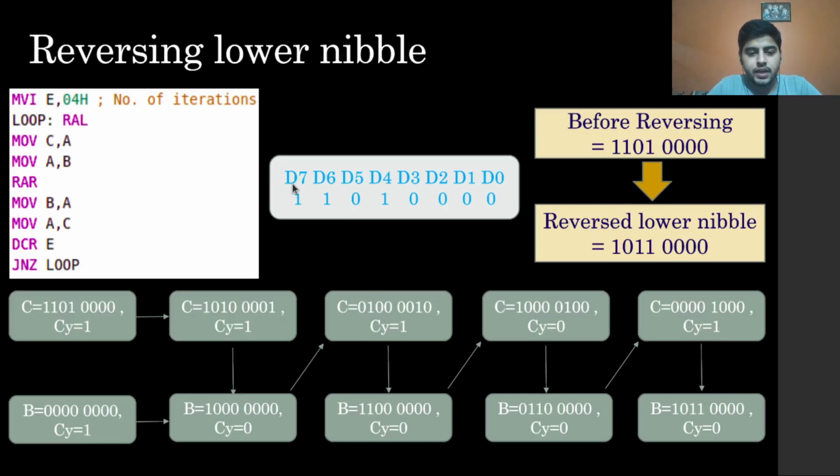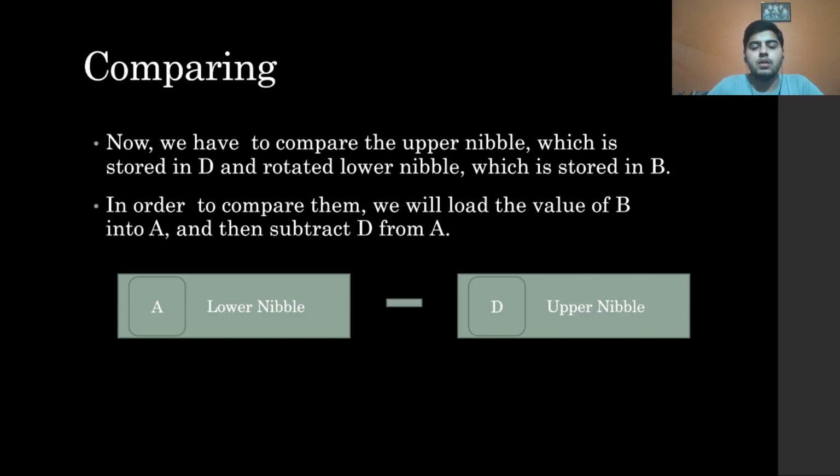First we take 1 and push it from the left, then we again take this value and push it again, similarly this one and this one. In this way our number will get reversed. So finally we will get the reversed lower nibble. Now we are in the position to check whether the lower nibble is the mirror image of the upper nibble or not.